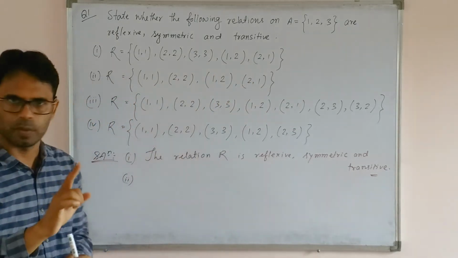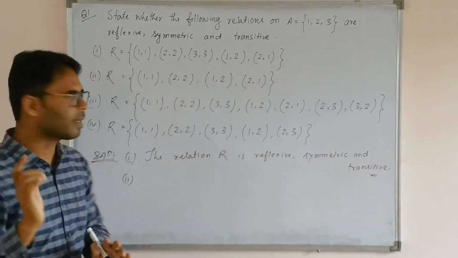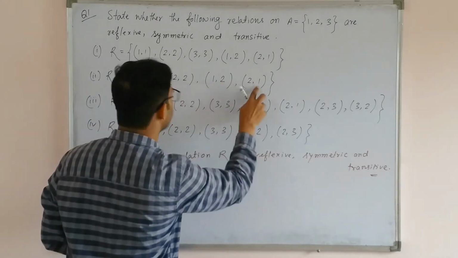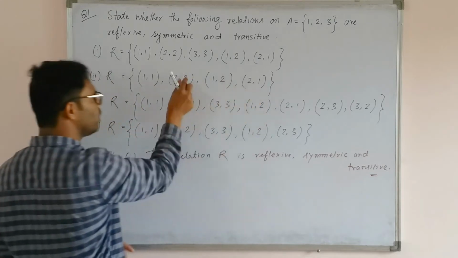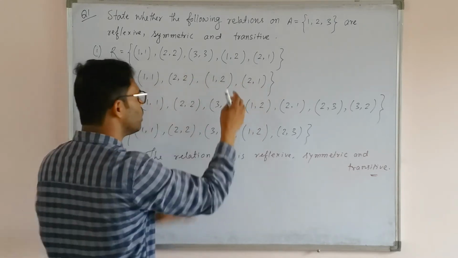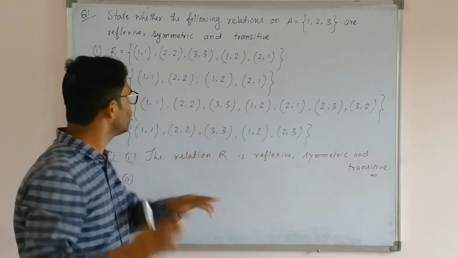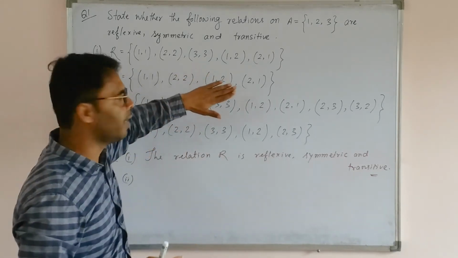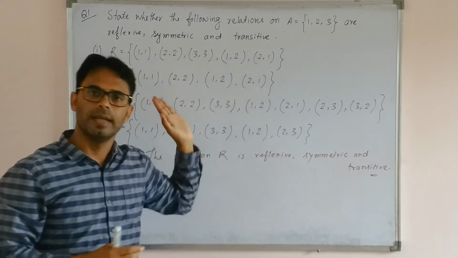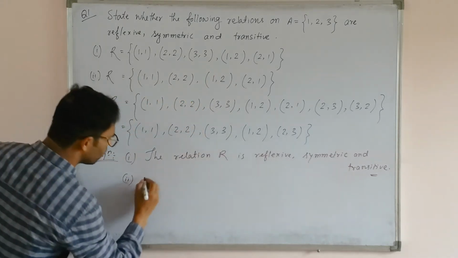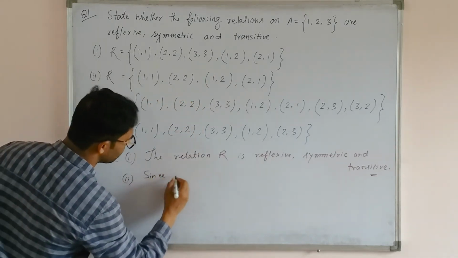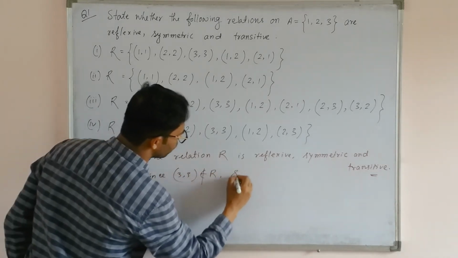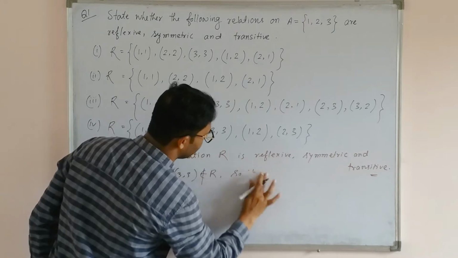But not reflexive. Transitive: 1 2 and 2 1, dropping 2, you will get 1 1, which is in R, and 2 1, then 1 2, dropping 1, 2 2 is also in R. Therefore, it is a symmetric relation and a transitive relation, but it is not reflexive. So here, since 3 3 is not in R, R is not reflexive.